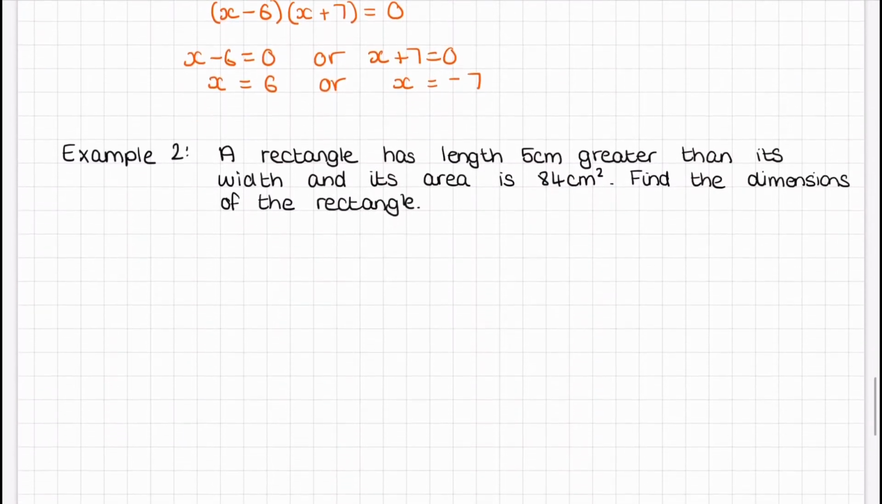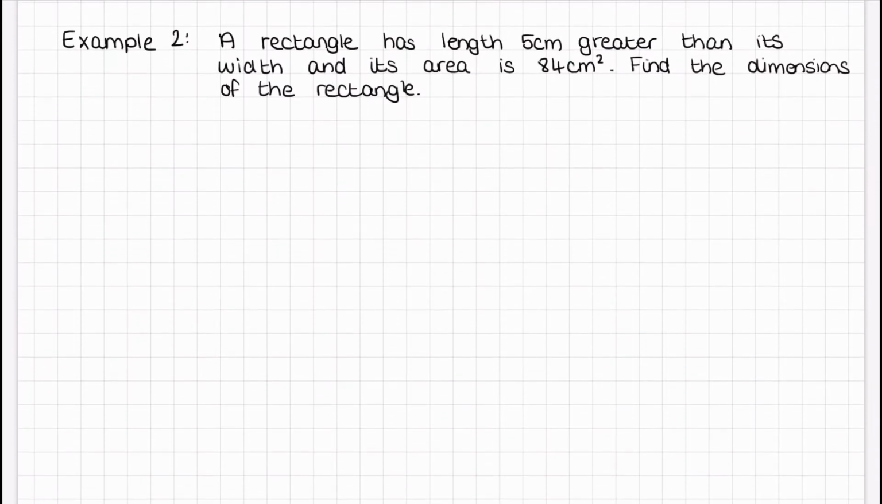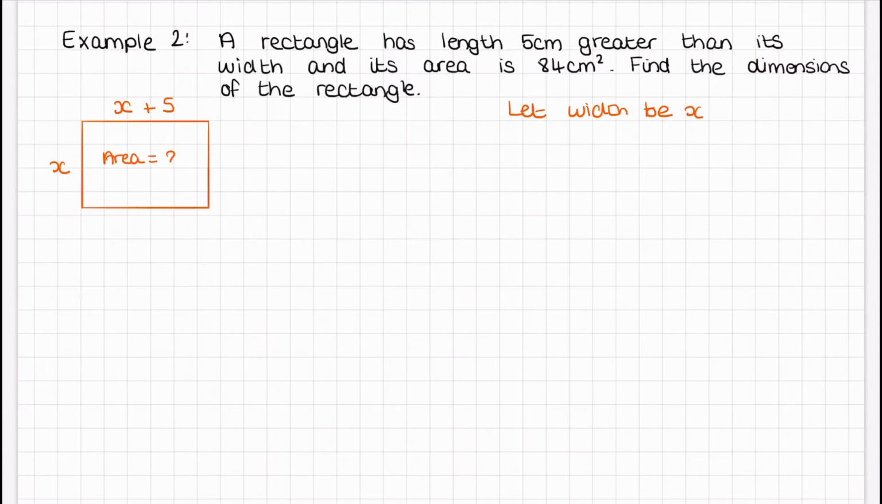All right, example 2. A rectangle has length 5 centimeters greater than its width, and its area is 84 centimeters squared. Find the dimensions of the rectangle. So the first thing I'm going to do is draw a rectangle. All right, and what do we know? It has a length 5 centimeters greater than its width. So I'm going to define, let the width be x, and the length is 5 centimeters greater, so it's going to be x plus 5. And we know the area equals 84.